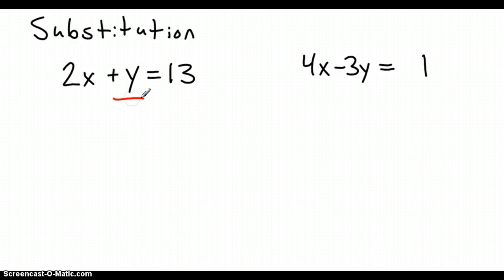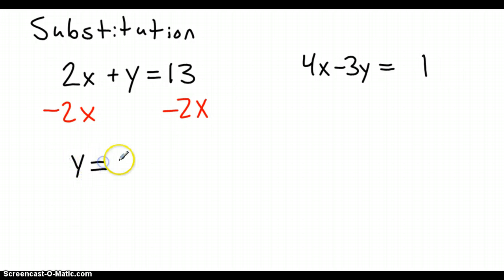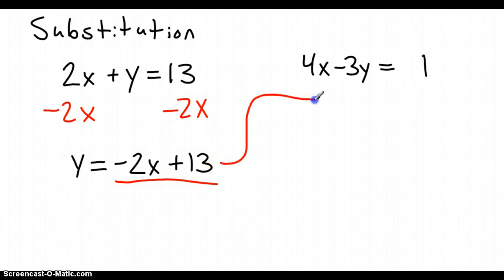Now when I see this y right here, I see that it's not too far away from being by itself. And what we'll have to do to accomplish this is subtract 2x from both sides. Our new equation will be that y is equal to negative 2x plus 13. Now this is a key component of substitution because we're saying that this is what y is equal to. This is what allows us to substitute it into our other equation for y.